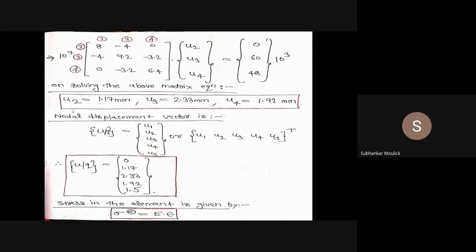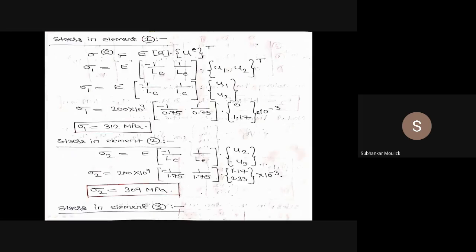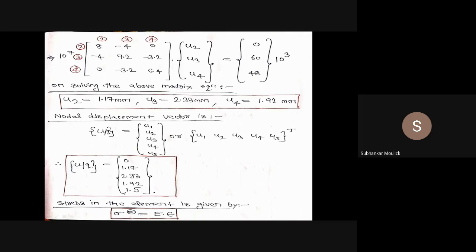Okay. So we got the value of U2, U3 and U4. Now since I need to find out the element stress value, I know that stress in an element is given by this equation. By Hooke's law, stress is proportional to strain. So stress is equal to modulus of elasticity into strain.